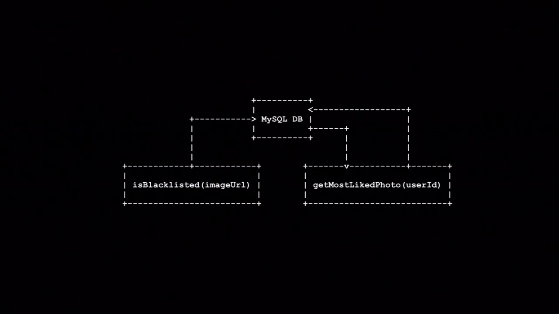So if we wanted to communicate between these two, one option is for the isBlacklisted store to just share a database with the getMostLikedPhoto store, and that's how they talk. You put a bit in the database that says, is this blacklisted? And then when you ask getMostLikedPhoto what the most liked photo is, it checks that bit.